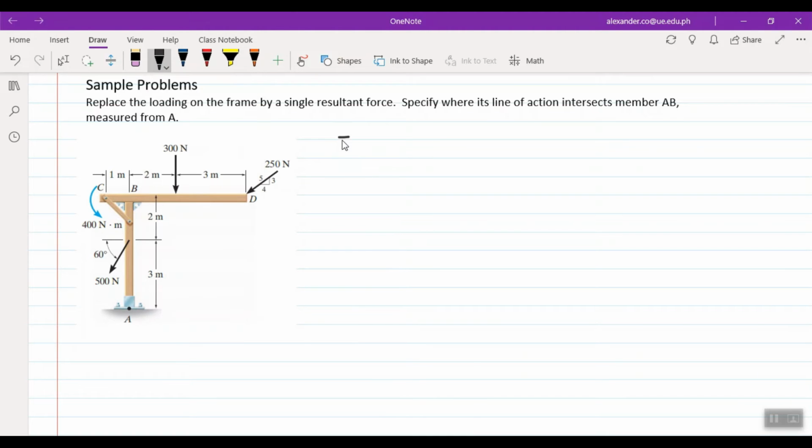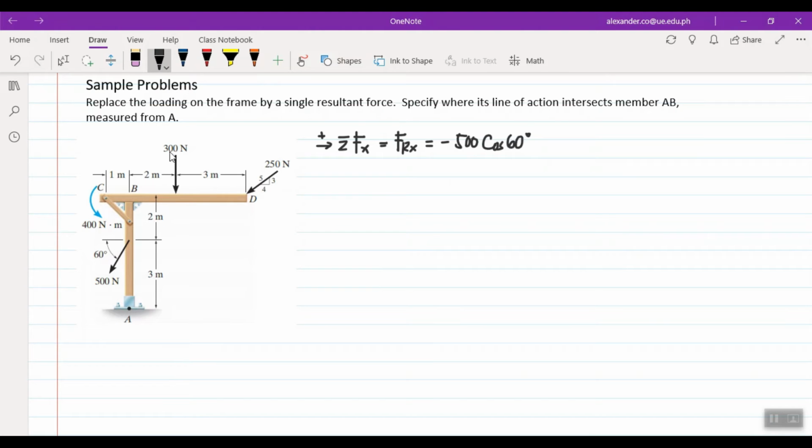Okay? So meaning yung summation of forces X should be equal to the resultant force X. Alam niyo na yan. So ibig sabihin, unahin muna natin, from left to right. So this one, negative 500, 500, and its cosine 60 degrees. Diba? Adjacent kasi. Negative, it's going to the left.